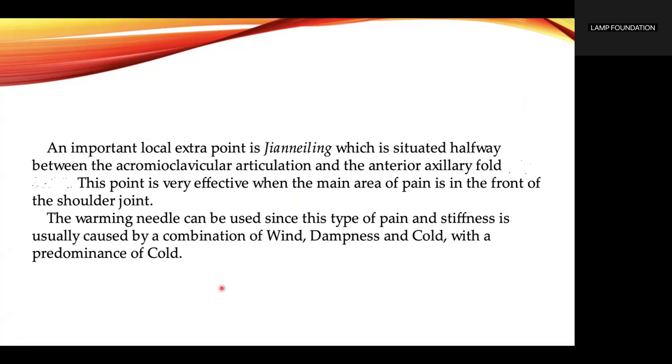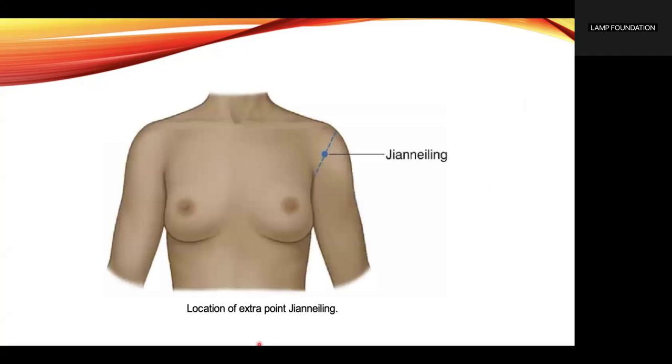An important local extra point is Jianqian, which is situated halfway between the acromioclavicular articulation and the anterior axillary fold. This point is very effective when the main area of pain is in the front of the shoulder joint. The warming needle can be used since this type of pain and stiffness is usually caused by a combination of wind, dampness and cold, with the predominance of cold. So this is the location of the extra point Jianqian.